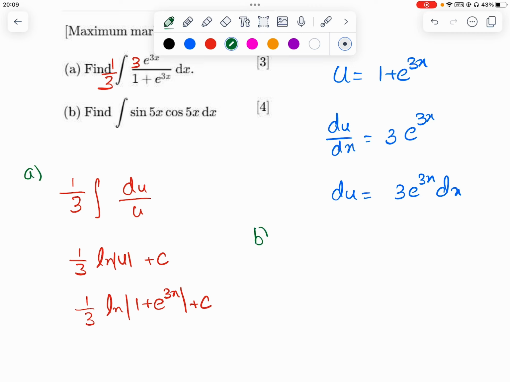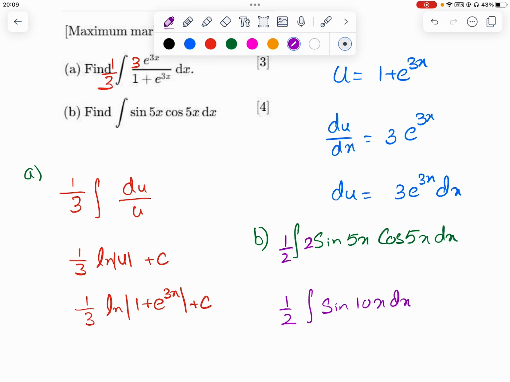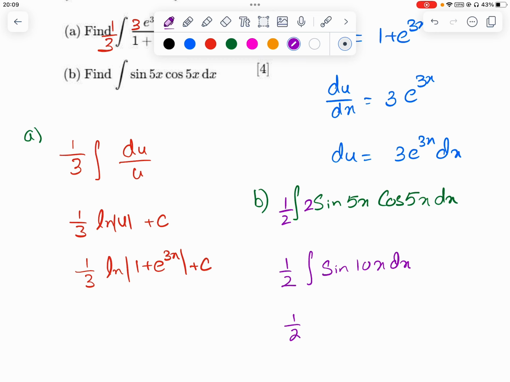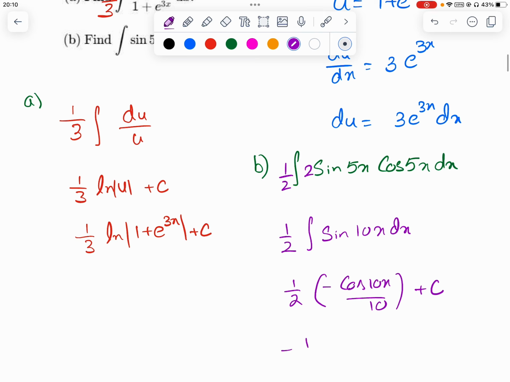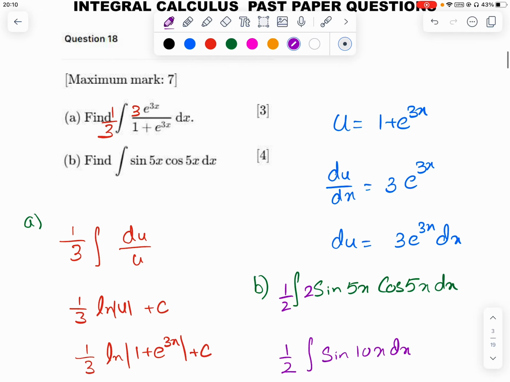Now coming to part B. What is part B? Integral of sin 5x cos 5x dx. What am I going to do? Multiply and divide by 2. So it becomes 1 upon 2 sin 10x. The integral of sin 10x is nothing but what? Negative cosine 10x. So 1 upon 2 times negative cosine 10x upon 10 plus c. So what will be my final answer? Negative 1 upon 20 cosine 10x plus c. That's going to be the answer. Question number 18 was that.